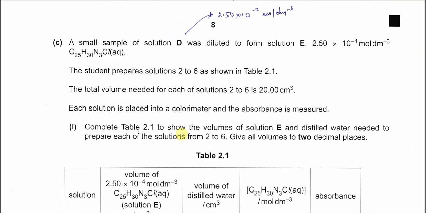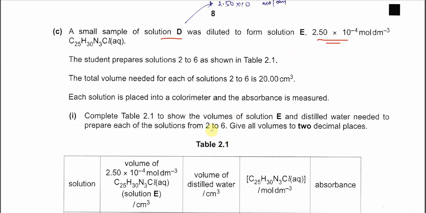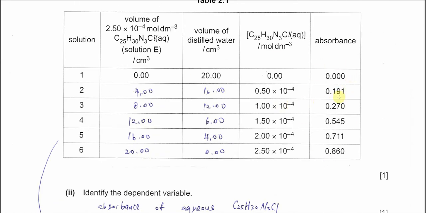Part C. A small sample of solution D, with this concentration, was diluted to form solution E. Much more dilute, to form this concentration now. The student prepared solutions 2 to 6 as shown in table 2.1 here. The total volume needed for each solution 2 to 6 is 20 cm³. So this is a key. Each solution is placed into the colorimeter and the absorbance is measured. So the absorbance is shown here.